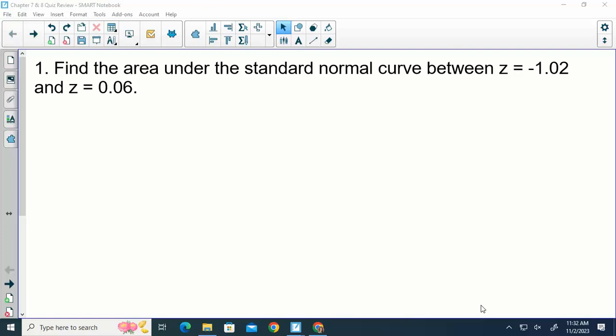Area under the standard normal curve between z equals negative 1.02 and positive 0.06. What do we do? Find the z-score. That's 0.06 and negative 1.02. Those are the z-scores. So we look up the probabilities, and then what do we do with those? Subtract them. You always have to put the bigger one first.